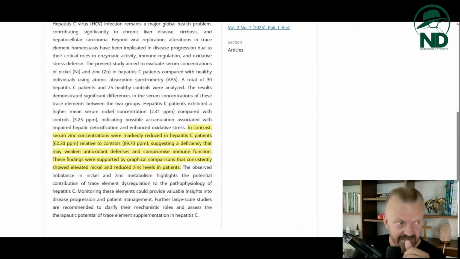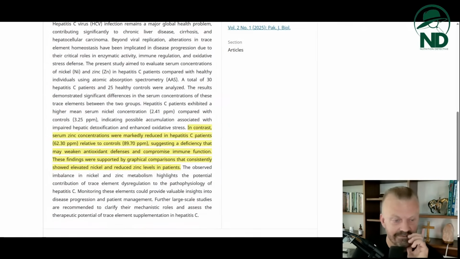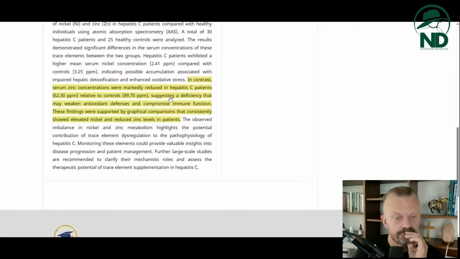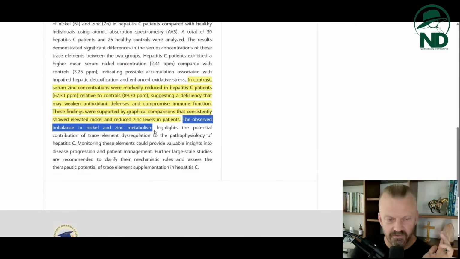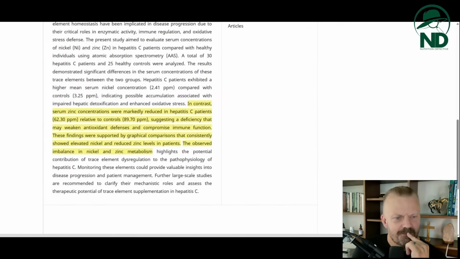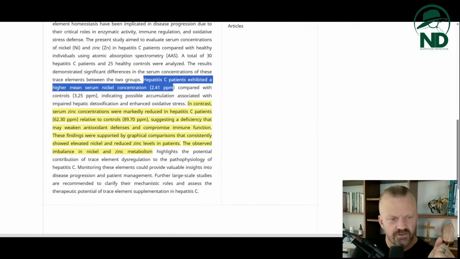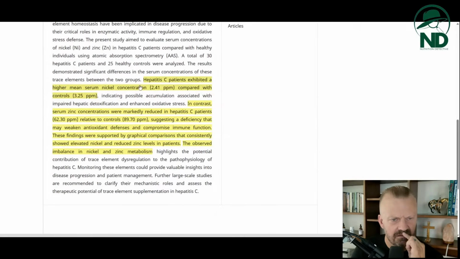Folks, if you think Hep C is like an infection, it's toxicity. The observed imbalance in nickel and zinc metabolism. Hepatitis C patients exhibited a higher mean serum nickel concentration compared with controls. Now, I want you to look at those numbers. You're going to look at those numbers and be like, wait, Hep C patients 2.41 compared with controls 3.25. That's not right. It's a typo. It's literally a typo. I'm going to show you because I saw that and I was like, wait.